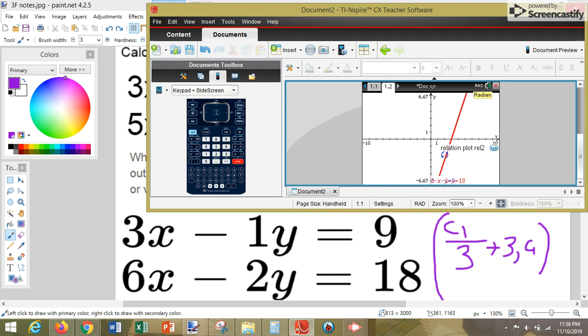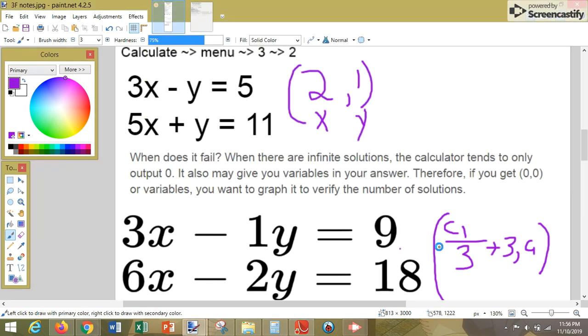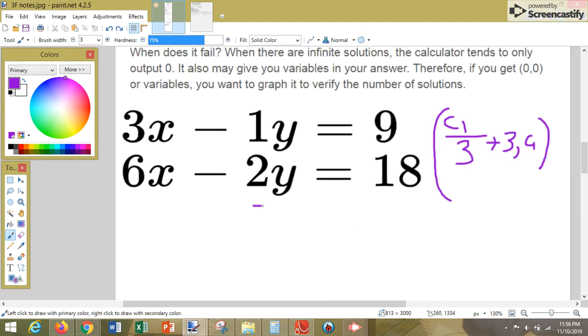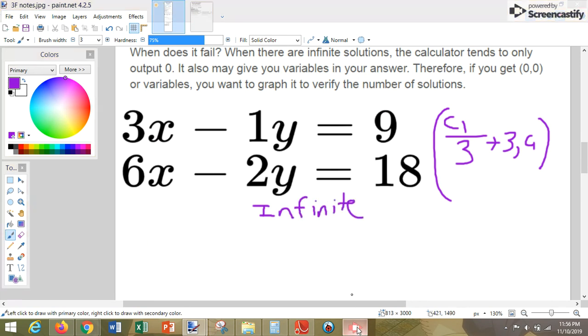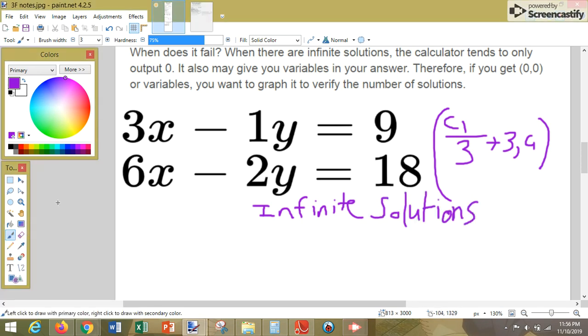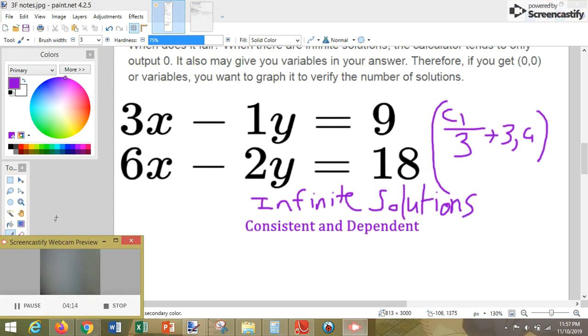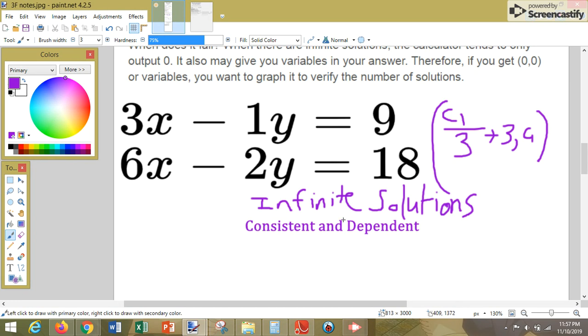As you can see, the red line went on top of the blue line. That's the same exact line. That means that it has infinite solutions. Infinite solutions is all real numbers. It's both consistent and dependent.